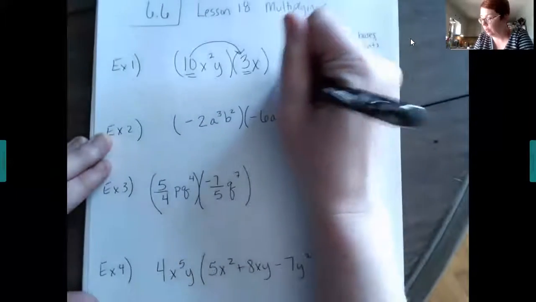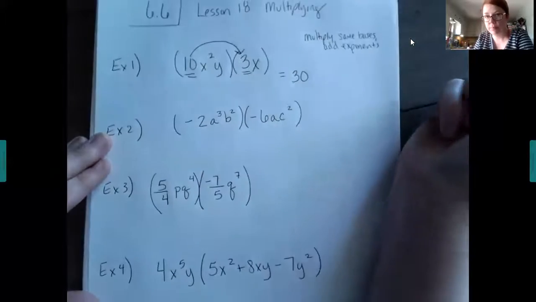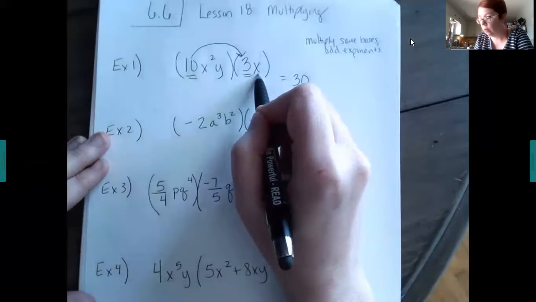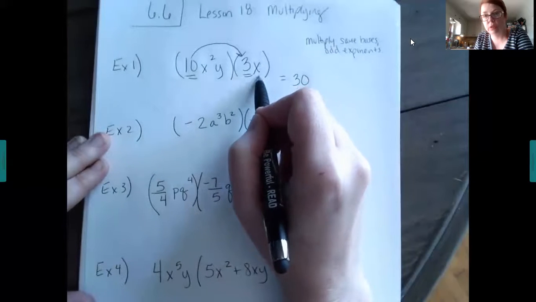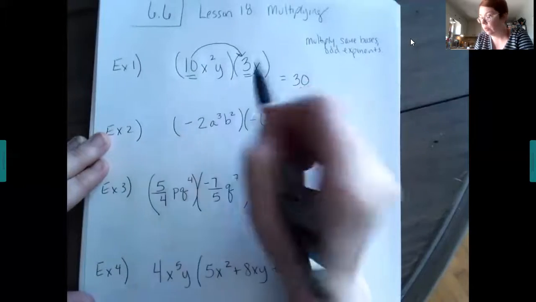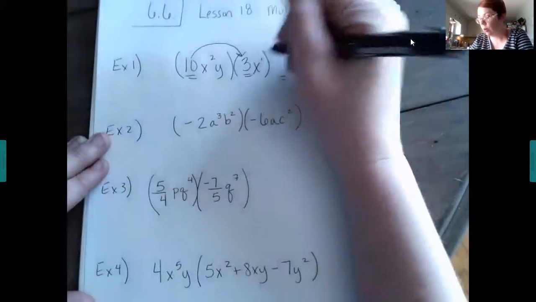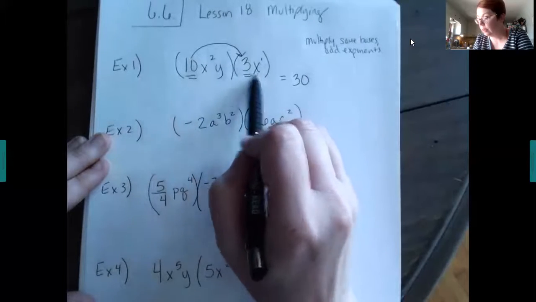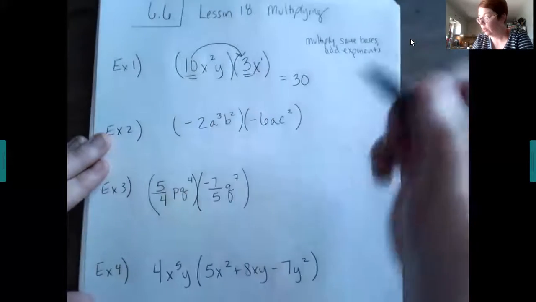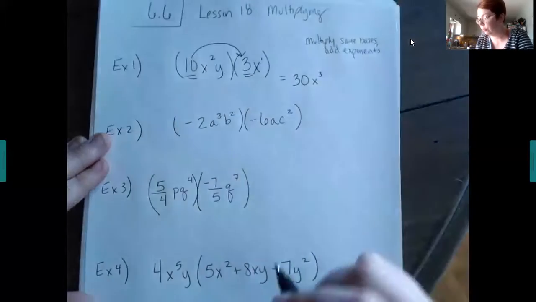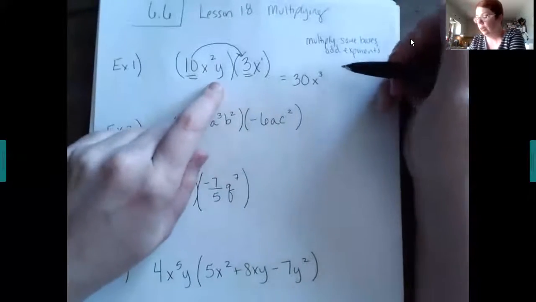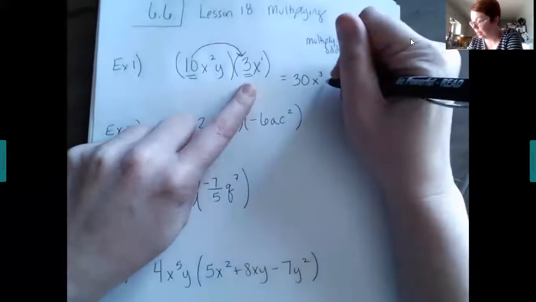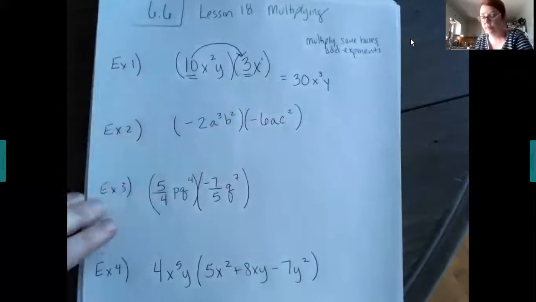So 10 times 3 is going to be 30. Here we have an x squared, and here we have an x right here. Since there's only one x, they don't usually write the exponent of 1, but if it helps, I'll write that 1 in there. So now we know we're going to have x squared times x. We have 2 here, 1 here. Add those exponents. We have x to the third. This has a y on it, still does. No y over here, that's okay. The y just travels with it. So this would be your answer.